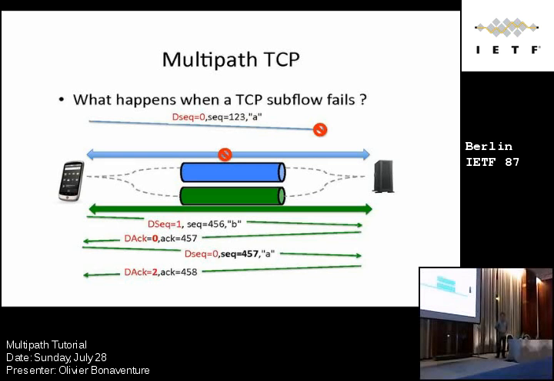The receiver will now be able to reorder the segments that it has received. So it has received A followed by B, and the data acknowledgement at the byte stream level is 2, and the acknowledgement at the subflow level is 458. So we are able to recover from the loss of one interface and to retransmit data that was initially sent over one interface or over one subflow over another subflow.